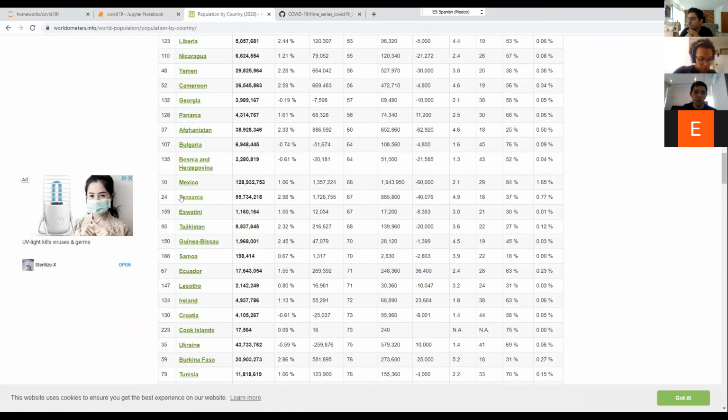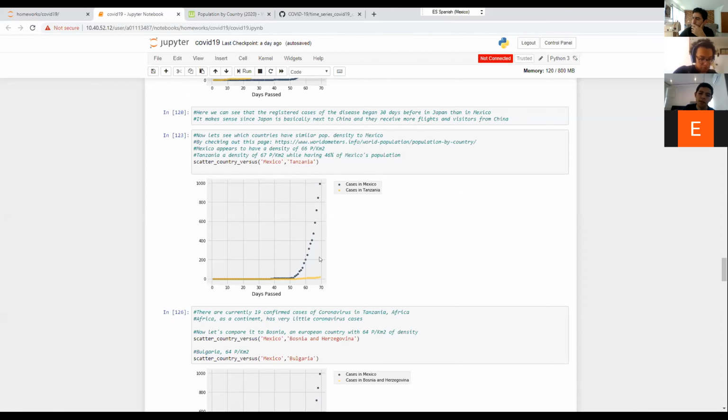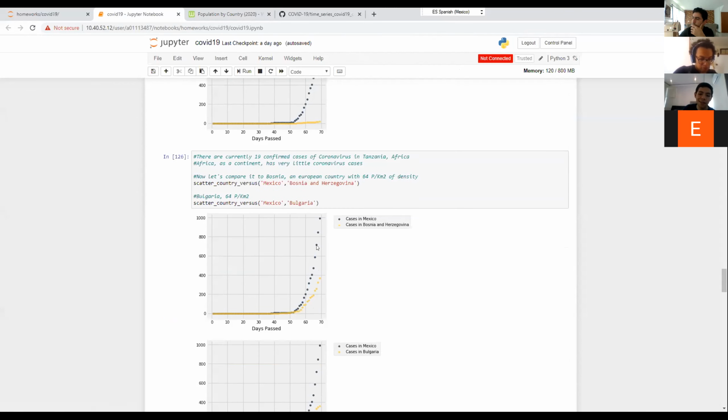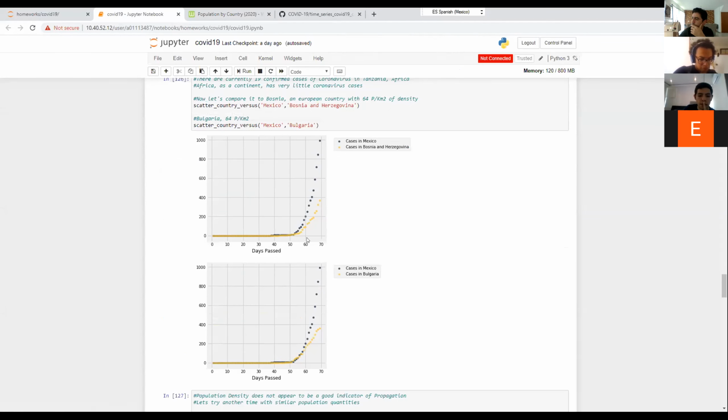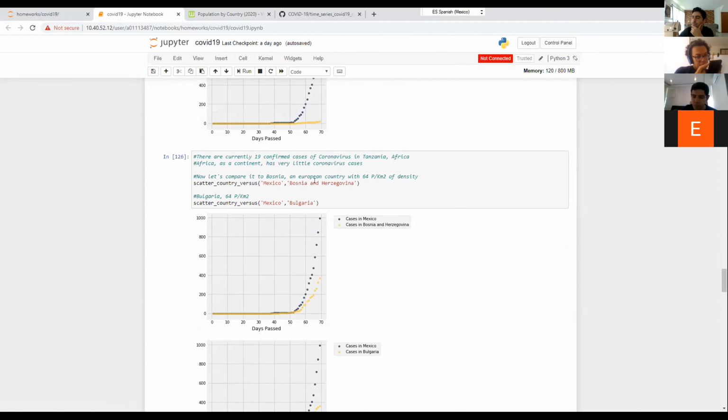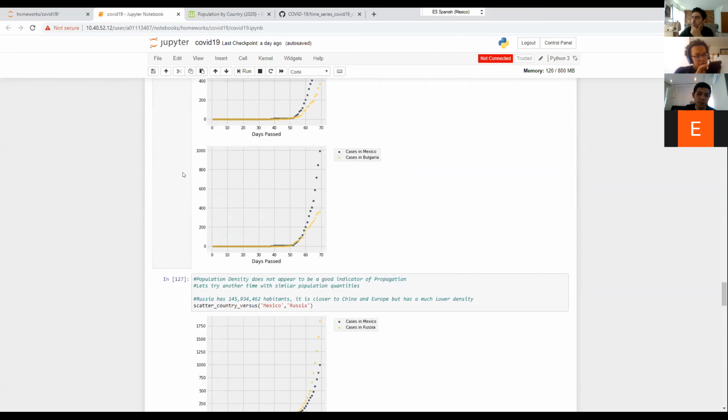And then I said, okay, Tanzania has a similar population, not so much, but not so different, and a really similar density. Does it have to do with density? I don't think so. And then I compared with Bosnia and Bulgaria. And no, it does not have to do that much. And there are a lot of factors that have to do with getting infected cases.